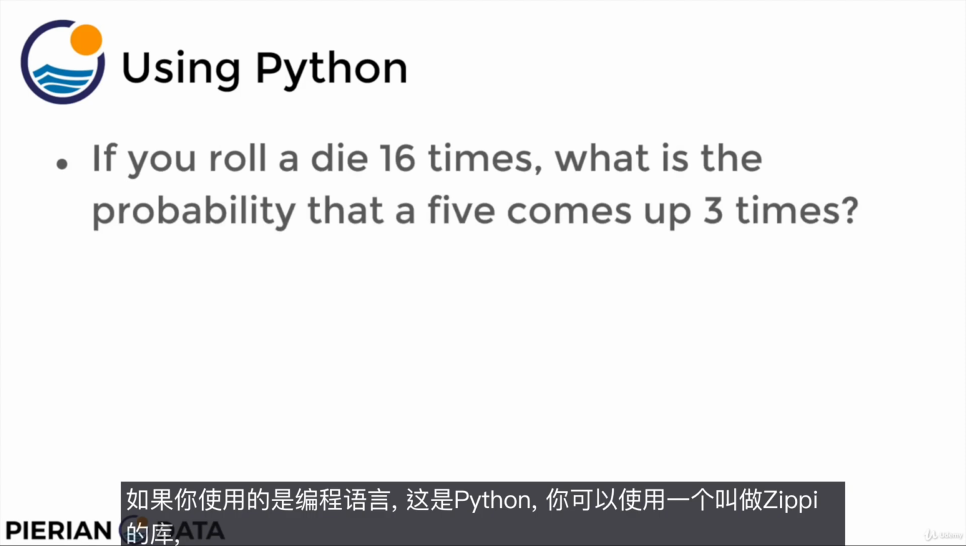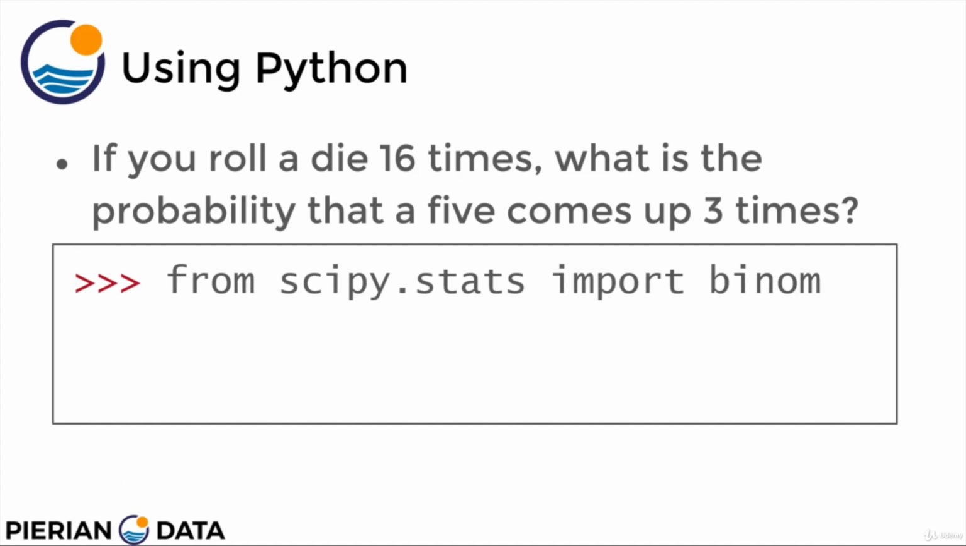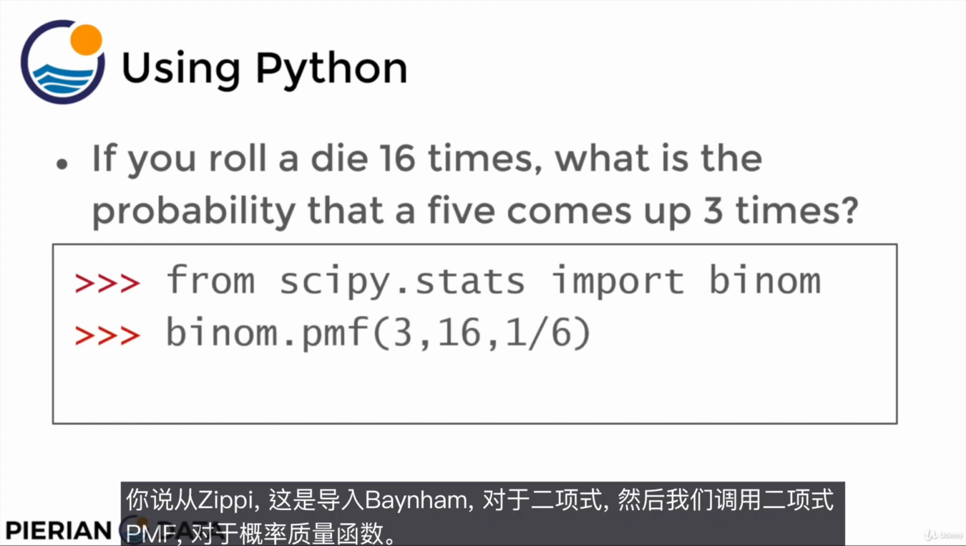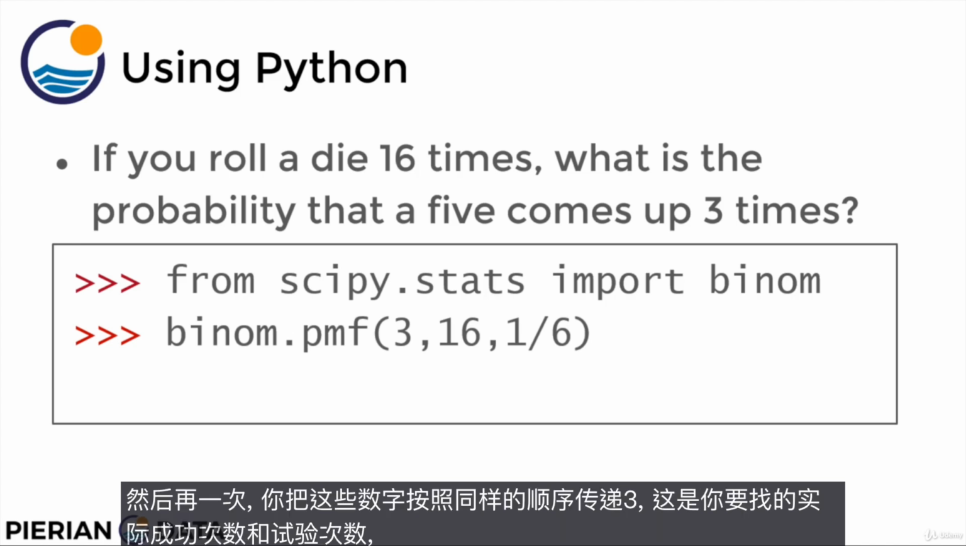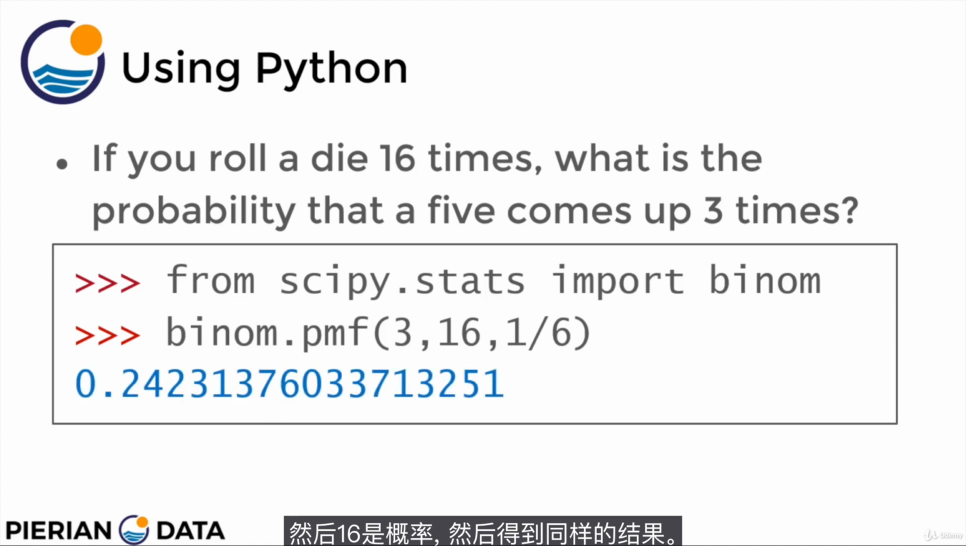And you can check out the Excel documentation for other parameters you can pass in. If you happen to be using a programming language such as Python, you can use a library called scipy. You say from scipy.stats import binom for binomial, and then we call binom.pmf for probability mass function, and then again you pass in those numbers in the same order. 3, which is the actual number of successes you're looking for, and the number of trials, 16, and then 1/6 is the probability. And then that gets you back the same result.